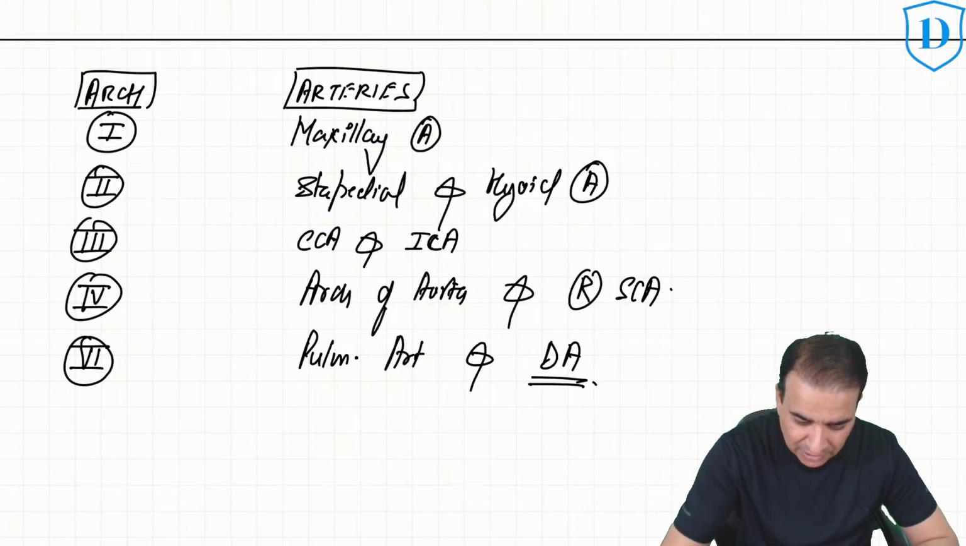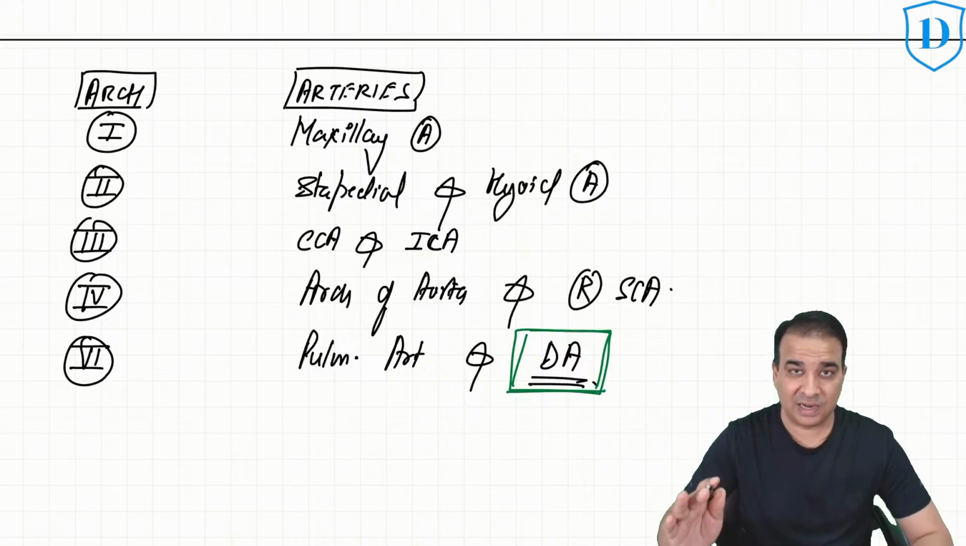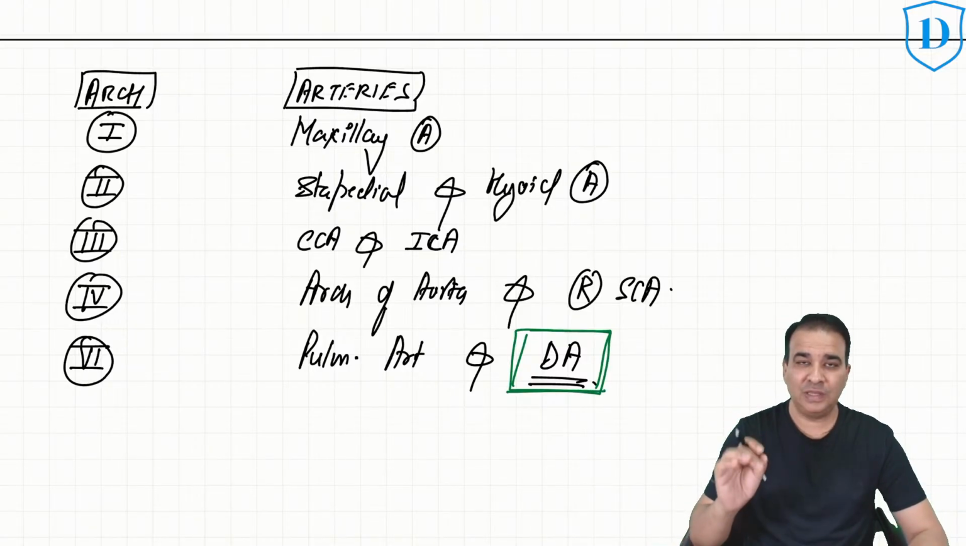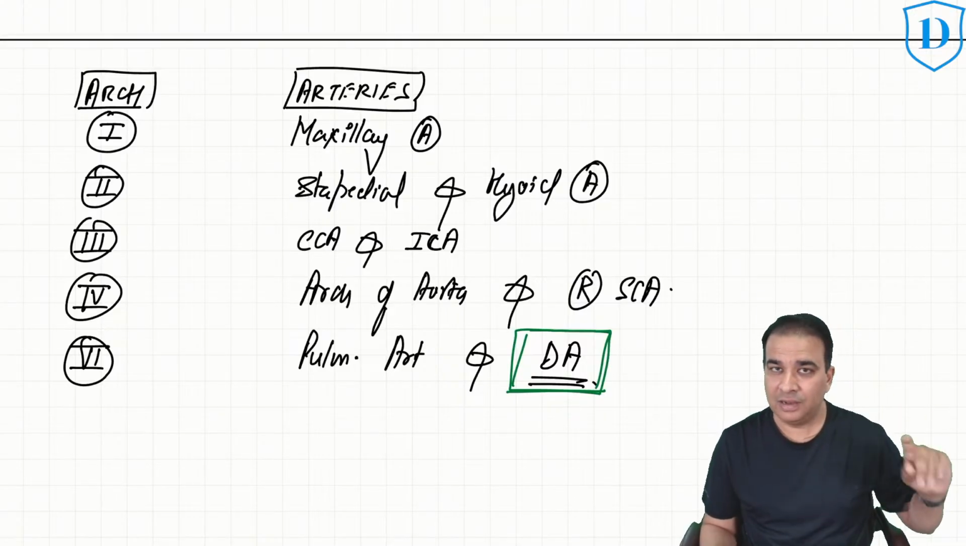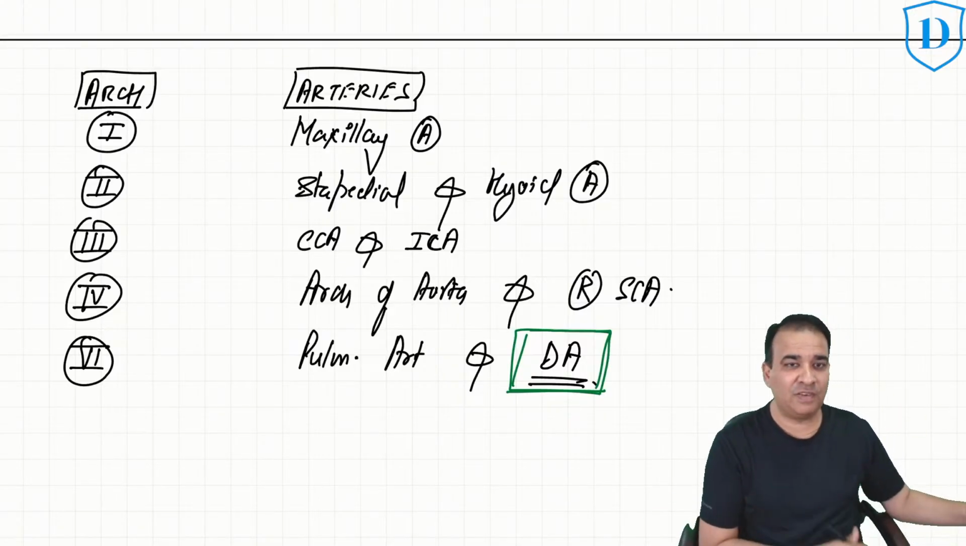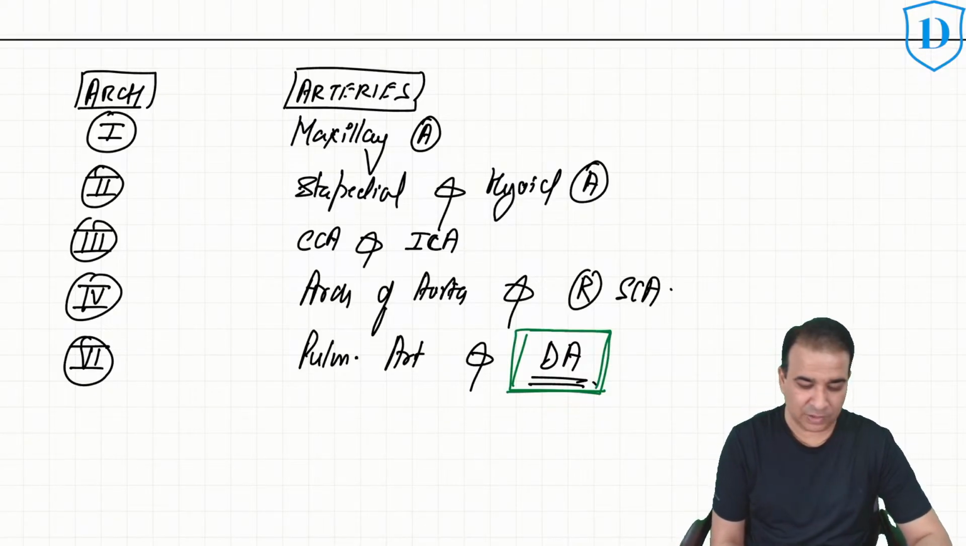In recent times, a question was asked on the ductus arteriosus. Whether it's a ductus arteriosus or a patent ductus arteriosus, it is formed by the remnant of the distal part of the left sixth arch artery. Right or left, remember this definitely. It's the distal part of the left sixth arch artery which gives rise to the ductus arteriosus, mainly the patent ductus arteriosus.